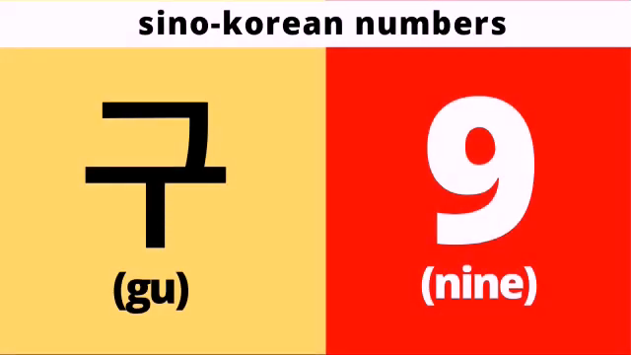Next, the Sino-Korean version of number 9 is gu. Again, it's gu. This is composed of just 1 syllable. Pronounce this again with me. Gu. Gu.